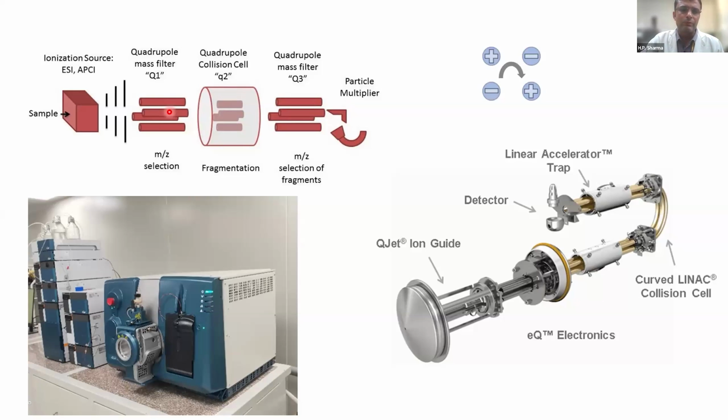Why is it high precision? Because you are locking your mass here, you are locking your daughter mass here. And that way, you get high precision. The instrument from inside looks like this. Now let's move on to the next instrument.